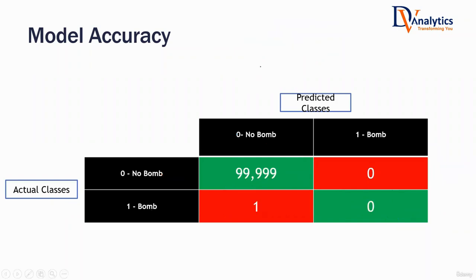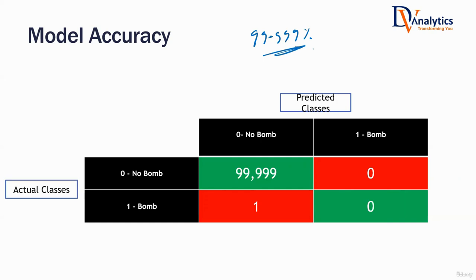Tell me one thing. Why did we build this model? What was the purpose of the model? To detect the bomb. And the model accuracy is 99.999%. Did the model really detect the bomb? No. Did it solve our purpose? No, sir. Finally, out of 1 lakh cars, 1 car has the bomb.